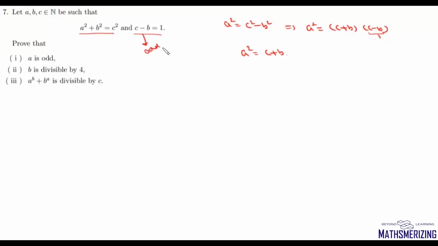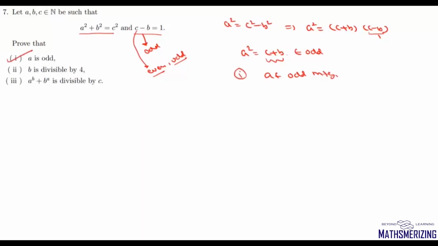Now c minus b is 1, which is an odd number. So if c minus b is an odd number, that means one of c and b is even and the other one is odd. So if we have one number even and the other number odd, then the sum of an even number and an odd number is also an odd number. So a square is an odd number, and if a square is an odd integer, in that case a is also an odd integer. So that's your result number 1.